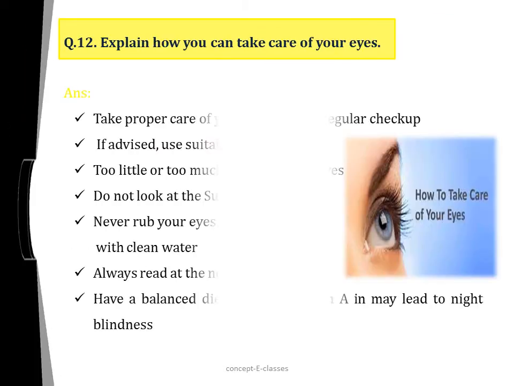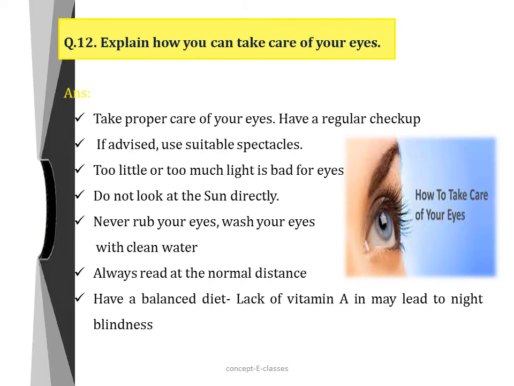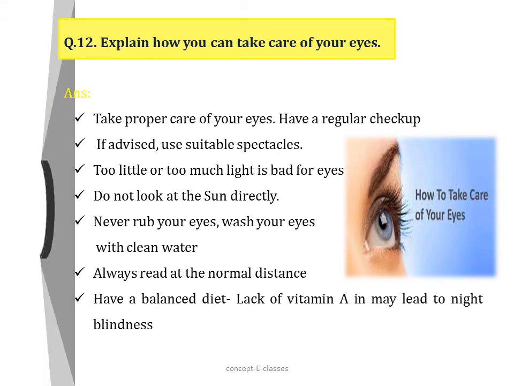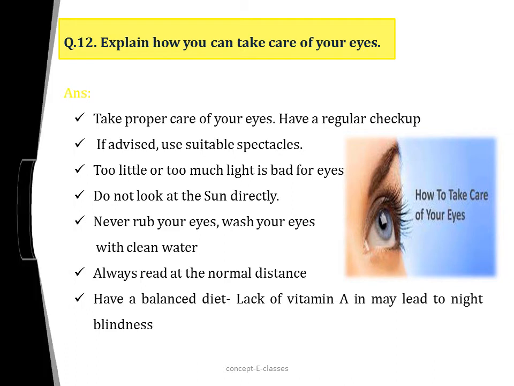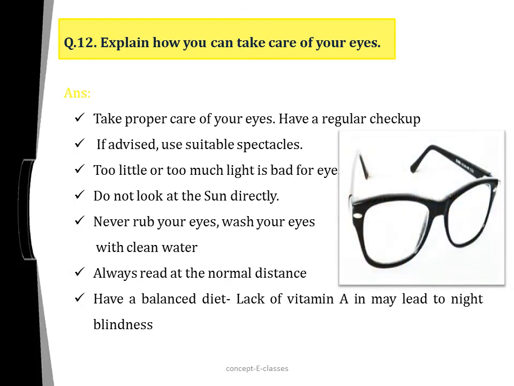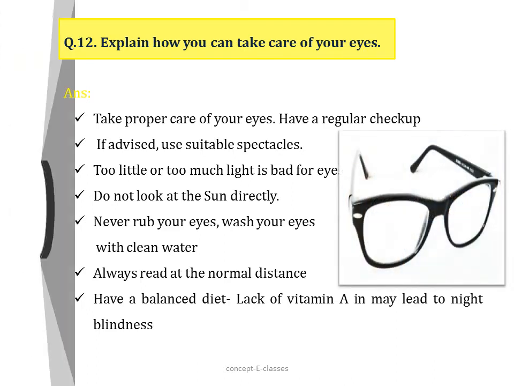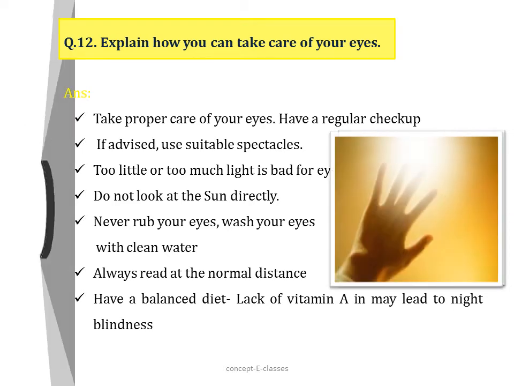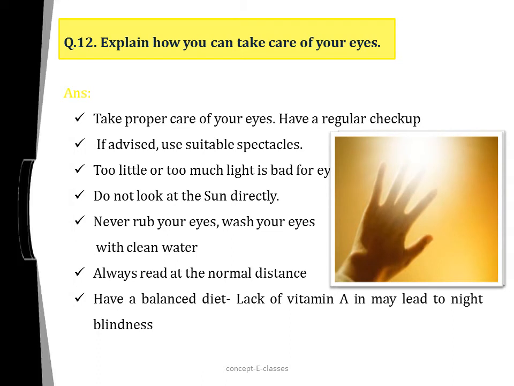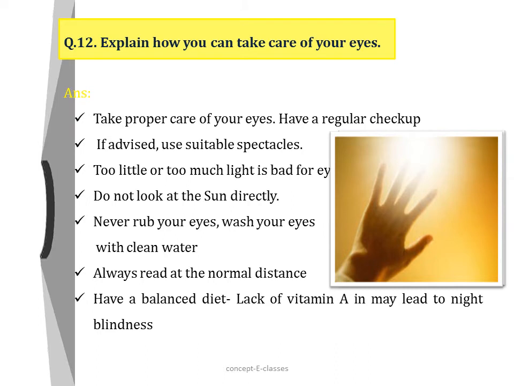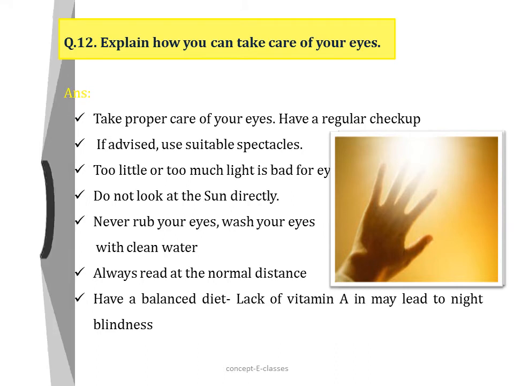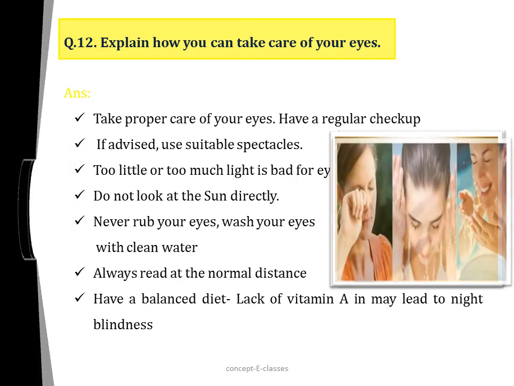Question number 12. Explain how to take care of your eyes. It is important to take proper care of your eyes. If there is any problem, you should go to an eye specialist and have a regular checkup. If advised, use suitable spectacles. Too little light or too much light is bad for our eyes. Insufficient light may cause eye strain and headaches, and too much light, like that of the sun, may injure the retina. Do not look at the sun or any powerful light directly.